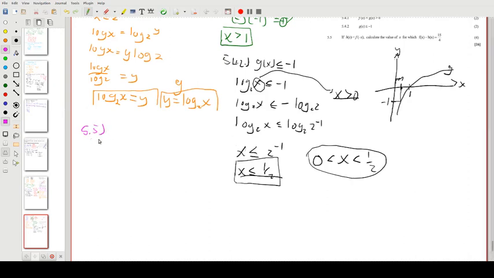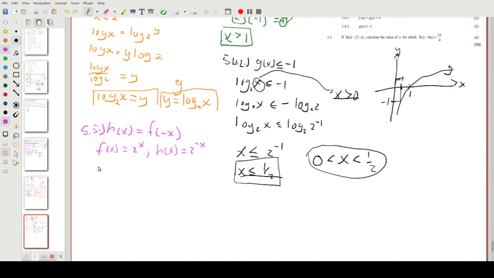5.5. We are told that h of x is equal to f of negative x. If that is true, let's write down what h of x is. If f of x equals 2 to the power x, then h of x will be 2 to the power negative x, because h of x is f of negative x.